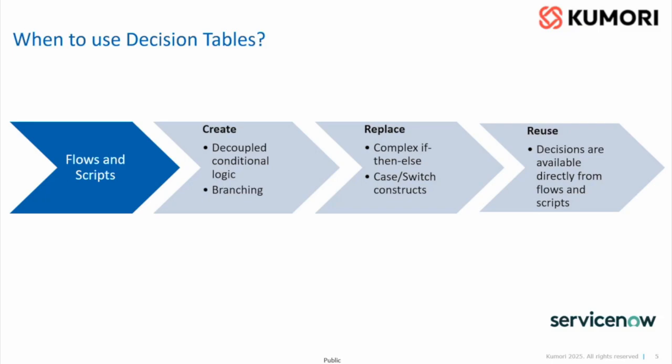Also, the same decision tables can be applied across multiple flows. You just have to use the flow logic option where you can call the decision and provide the right decision table which you want to use, and you can use those decision tables in multiple flows or subflows.